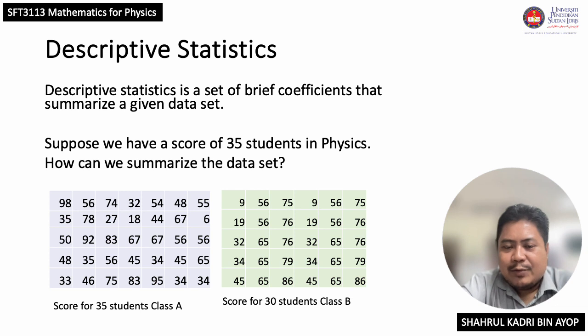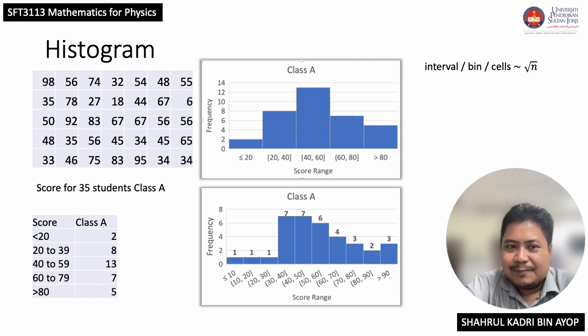Okay, one way that we can represent the data is by a histogram. So these are two histograms from the same set of data. What are the characteristics of a histogram? The histogram has what we call intervals. It has several bars, where each bar has a certain interval, and the vertical axis is the frequency: how many data fall within the interval.